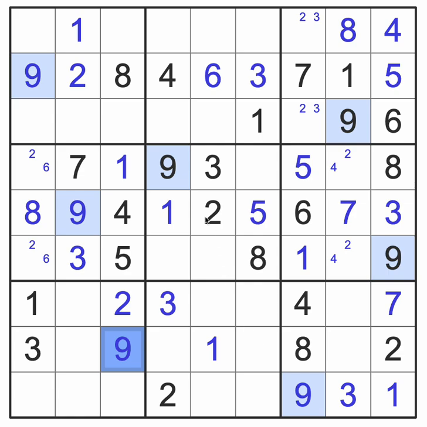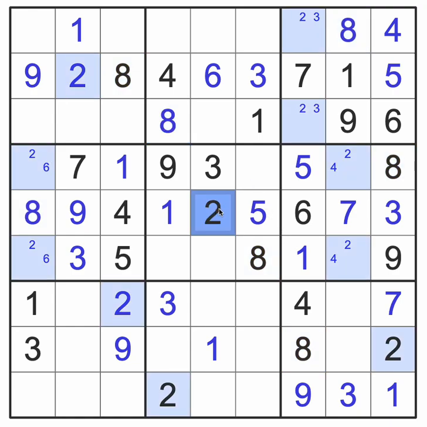Okay, so I can place 8 in box 2, and by looking at box 8 first, 8 here blocks these, and 8 here blocks these. So 8 will be here or here in box 8. That means I cannot use 8 in here. This 8 blocks here and here. That gives me 8 here.